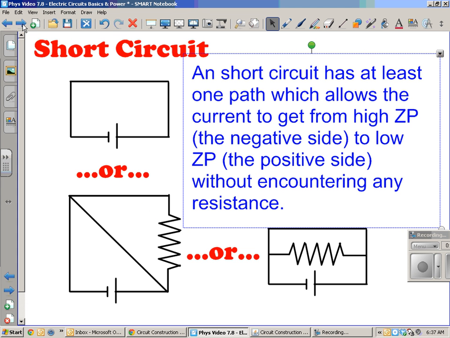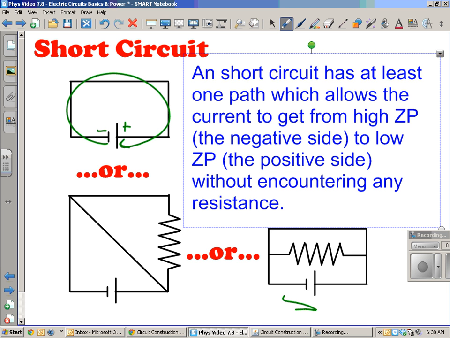The next issue you can have is what's called a short circuit. All right, a short circuit has at least one path that allows the current to get from high electric potential to low electric potential without encountering any resistance. So the easiest example of that would be this. Look, my electrons are coming out of this side and going into this side, but there's nothing preventing their flow. So it's basically just going to drain the battery almost infinitely quick. And my electrons are just going to go, and they make that sound. And so you get basically an infinitely high current since there's no resistance, right? So that's going to kill your battery.